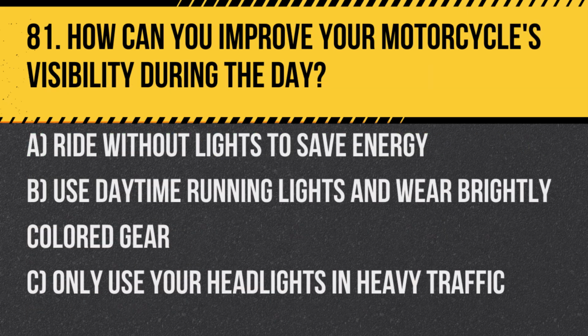Question 81. How can you improve your motorcycle's visibility during the day? A. Ride without lights to save energy. B. Use daytime running lights and wear brightly colored gear. C. Only use your headlights in heavy traffic. Answer: B. Use daytime running lights and wear brightly colored gear. This enhances your visibility to other drivers, increasing safety during daylight hours.